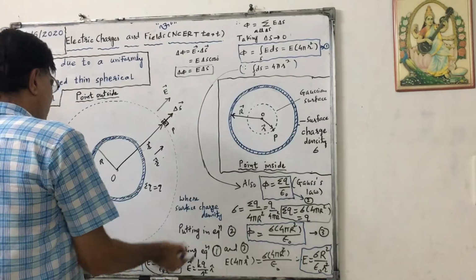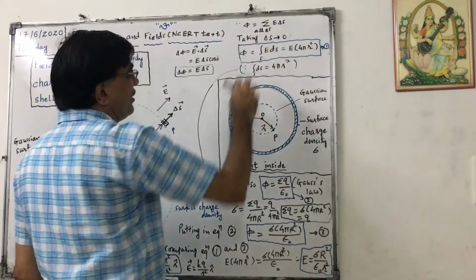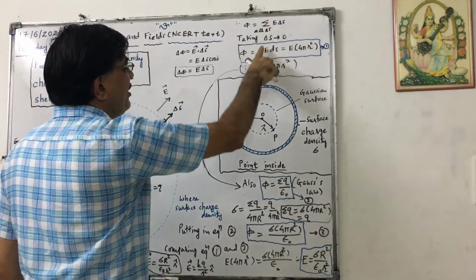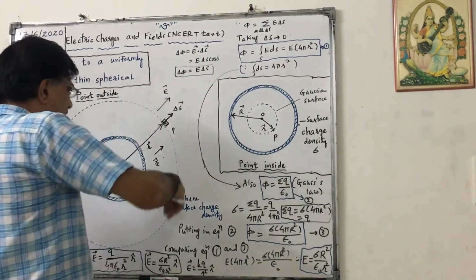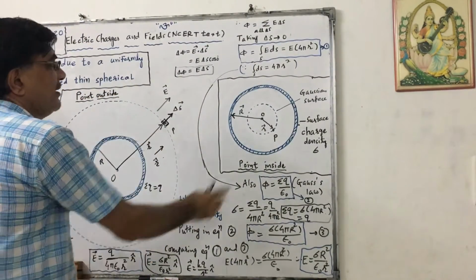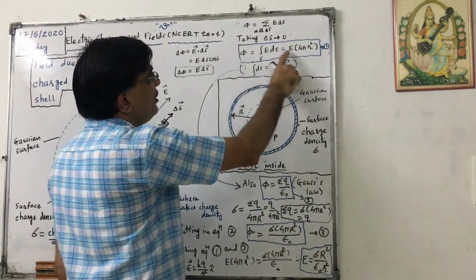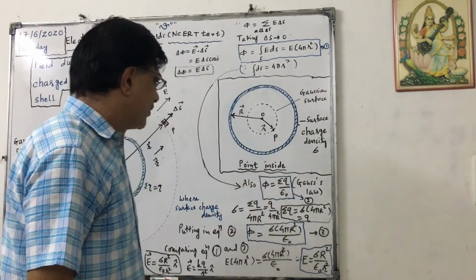So the total flux will be equal to sigma of E delta S for all delta S. Considering delta S tends to 0, it will be converted into the integration of E dS over the total surface area, and for this sphere the area will be equal to 4 pi r square. I have written here, so phi will be equal to E into 4 pi r square. According to Gauss's law, it is sigma q upon epsilon naught.